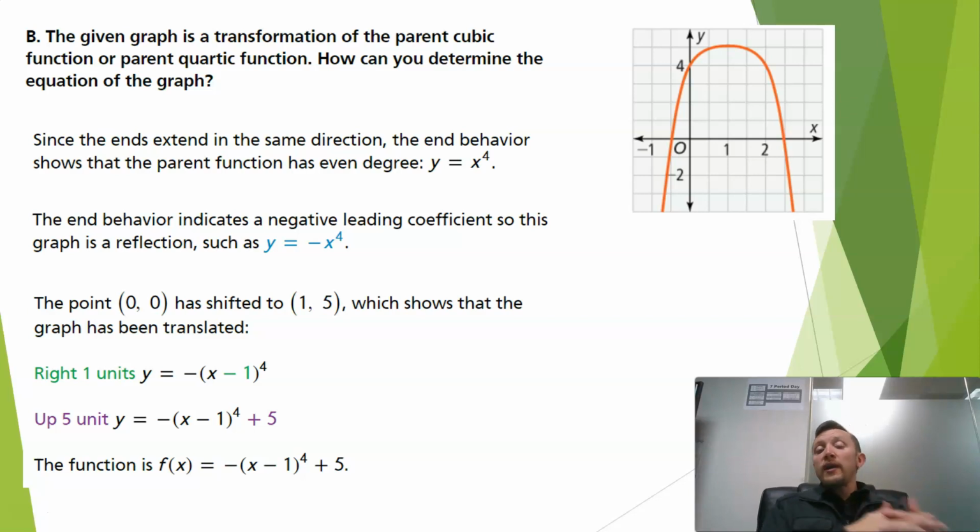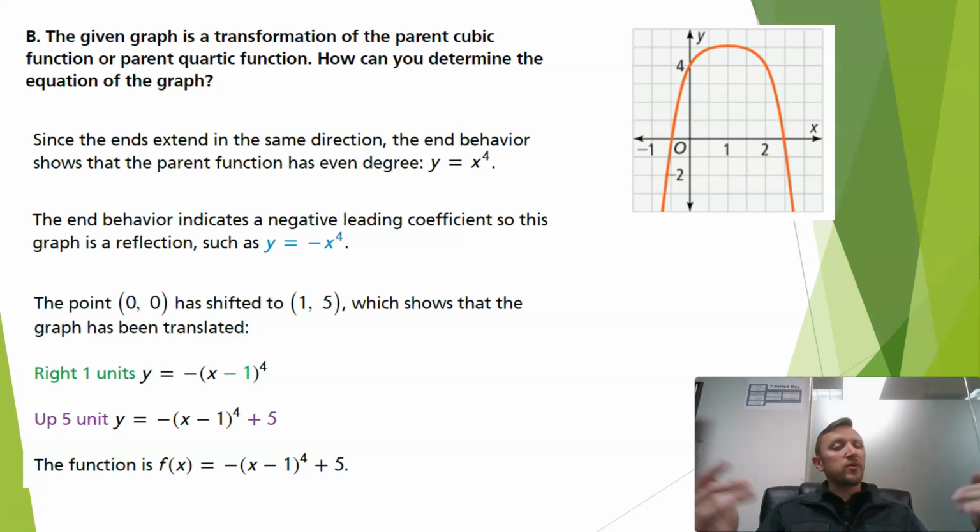So if it's moved to the right 1 unit, inside of parentheses here, we have x minus 1. So it'd be x minus 1 in parentheses to the 4th power. It's moved up 5 units, so we'd have plus 5. And then, like I said, don't forget about the negative in front. So our equation for this would be y equals negative quantity x minus 1 to the 4th power plus 5.